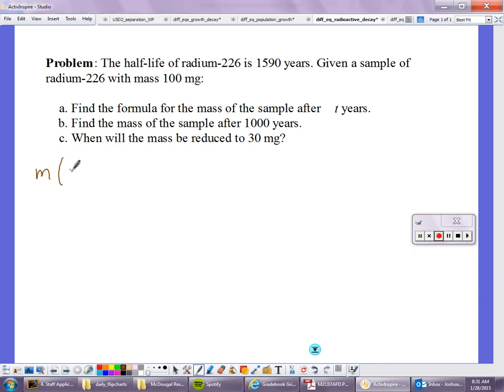Suppose we have a formula. We're going to look for a formula. It's like m of t, right? It tells us what the mass is after some period of time. Well, we know that after 1,590 years, it's going to be 1/2 of whatever it was when we started, m0.